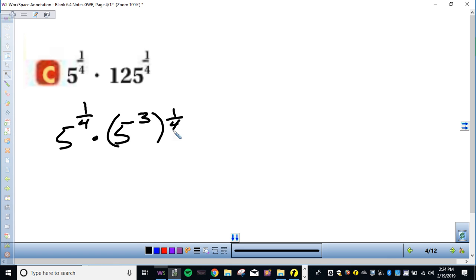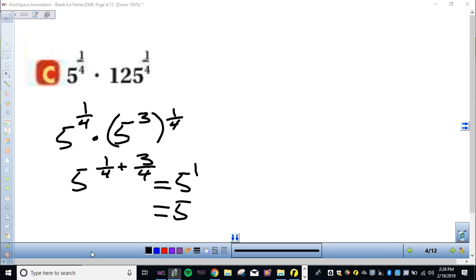I'm just trying to make this base be the same, right? So 5 cubed is 125, so that's where that came from. The first place where I lose people, so I appreciate the questions, it's good. So 5 to the 1/4 plus 3/4 is just 5. 5 to the first or 5. Okay, so no big deal on that.